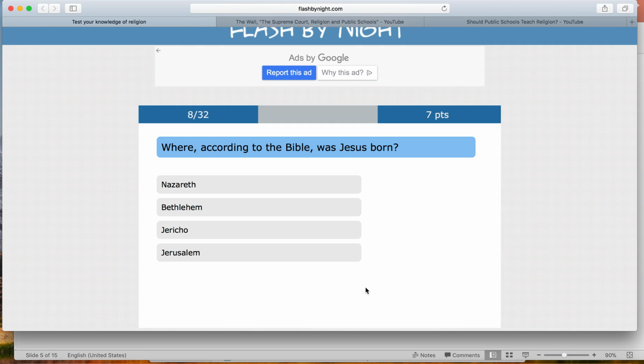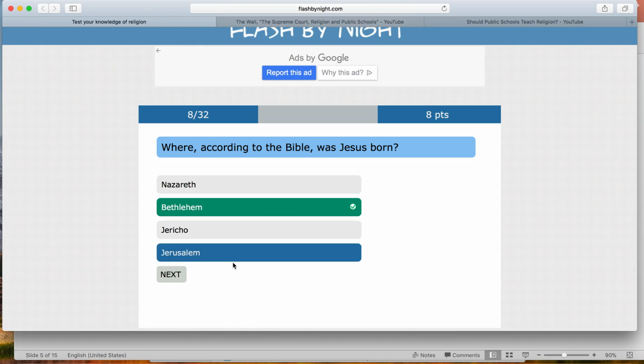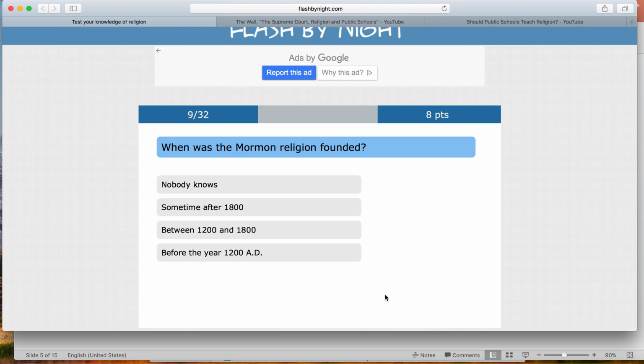Let's go to our next question. Where, according to the Bible, was Jesus born? If you select Bethlehem, you are correct. Okay, and when was the Mormon religion founded? The options are nobody knows, sometime after 1800, between 1200 and 1800, and before 1200 AD. If you selected sometime after 1800, you'd be correct. It's one of our newer religions, I would say.